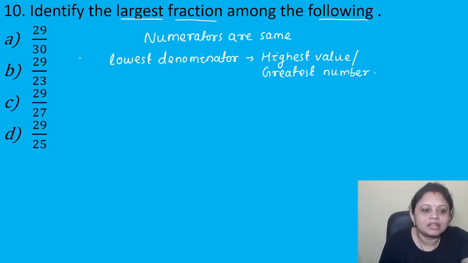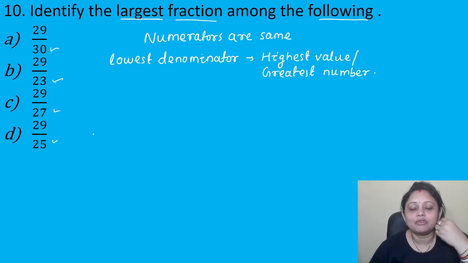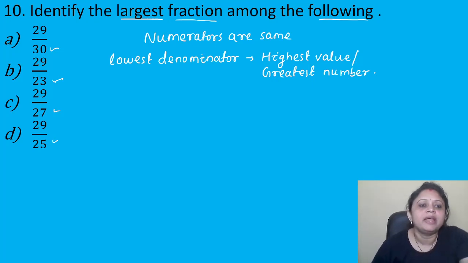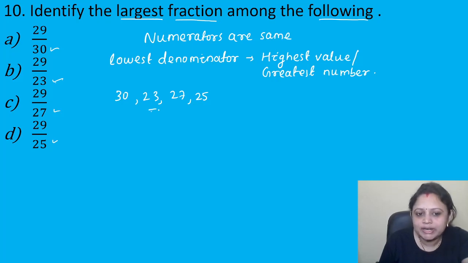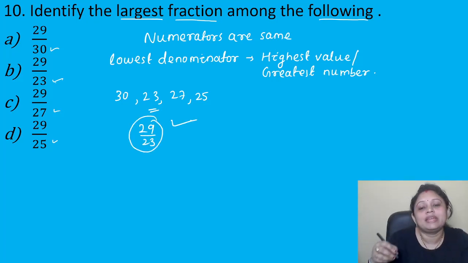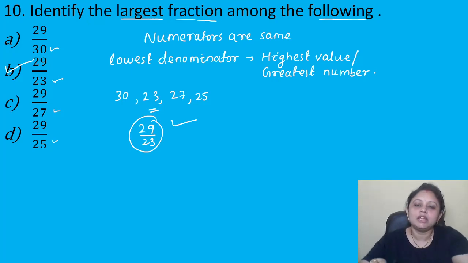So we have to compare the denominators 30, 23, 27, 25. For the largest fraction, we have to find the lowest denominator, and among these 30, 23, 27 and 25, which one is the lowest number? Yes, that is 23. That's why 29 by 23 will be the greatest number, or we can say it is the largest fraction. Okay. So here the correct answer is option B, that is 29 by 23.